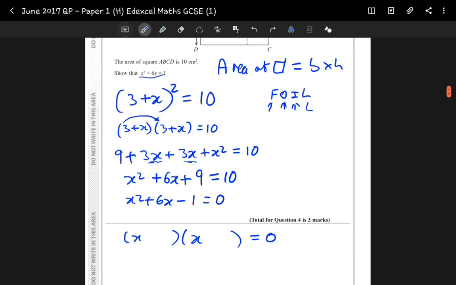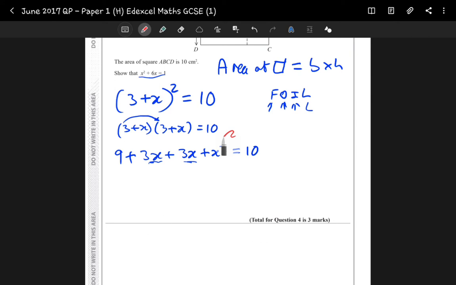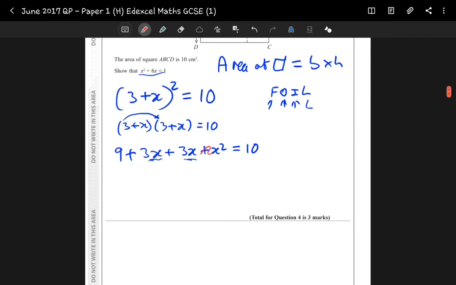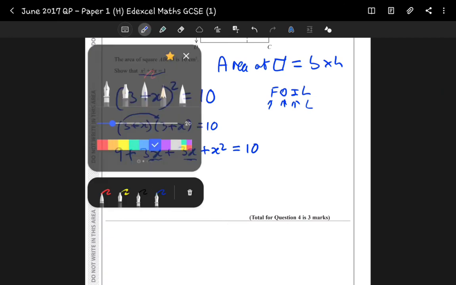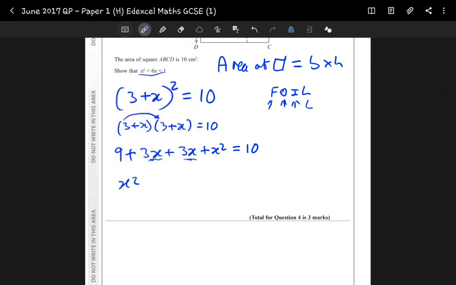expanded this out, in fact, let me get back to that. So we've expanded that out, right? Then what we need to do is just say, okay, well, we have x squared from there. Let me get the blue ink back. X squared, yeah, plus 6x, because they both add together here. Again, we have plus 9 equals 10.